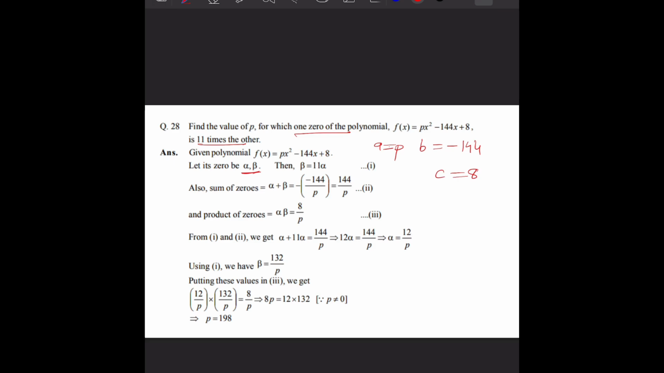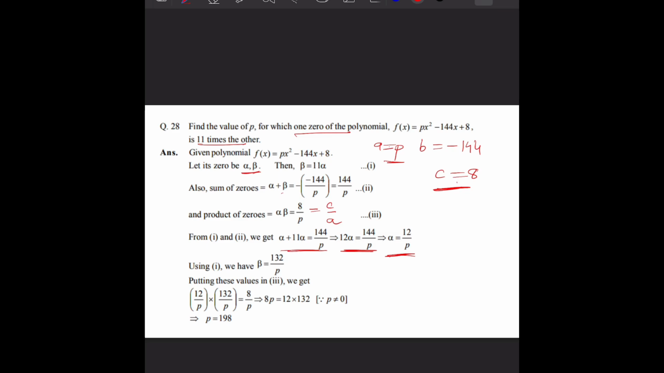Alpha into beta is c by a. What is the value of c? C की value है 8. A की value है p. That will be 8 by p. Can I put beta के जगह पे 11 alpha? Yes, because one zero is 11 times the other. Then alpha plus 11 alpha will be 12 alpha. 12 alpha is equals to 144 upon p. Alpha is equals to 12 by p.